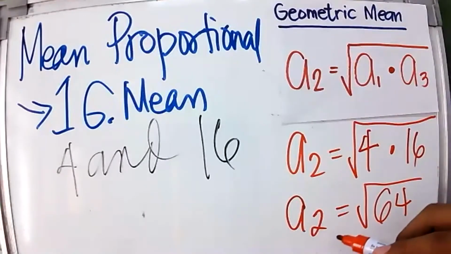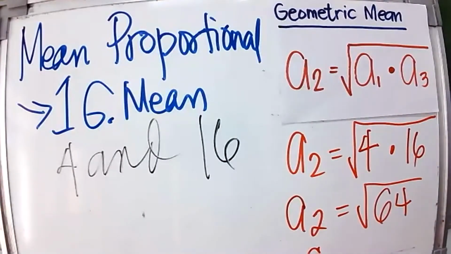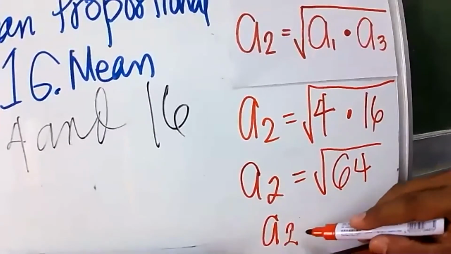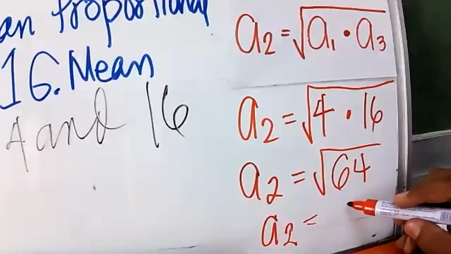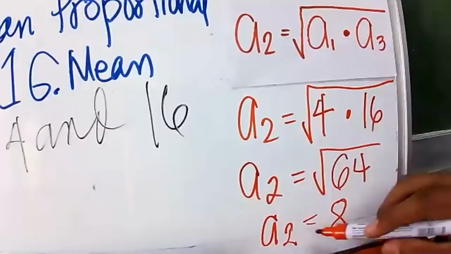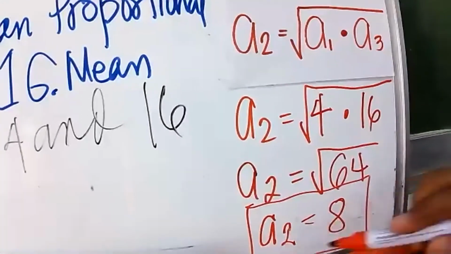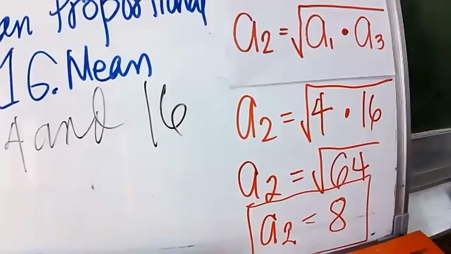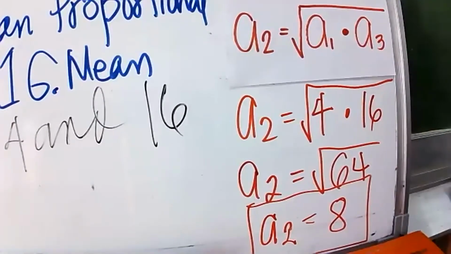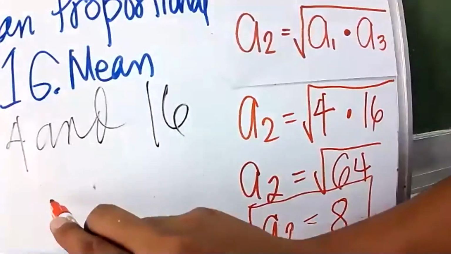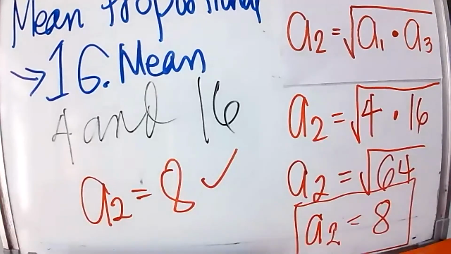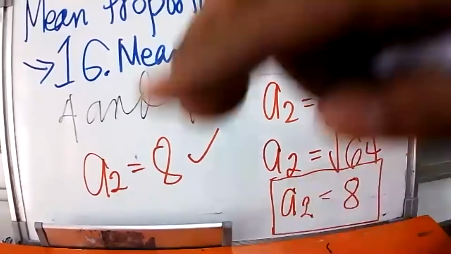Okay, and the square root of 64 is 8. Press that in your calculator and you will get 8. Actually, that's a perfect square. Don't worry, our next example will be an imperfect square as requested by your classmates a while ago. So, our a sub 2 is 8. Screenshot please, to those who are copying.